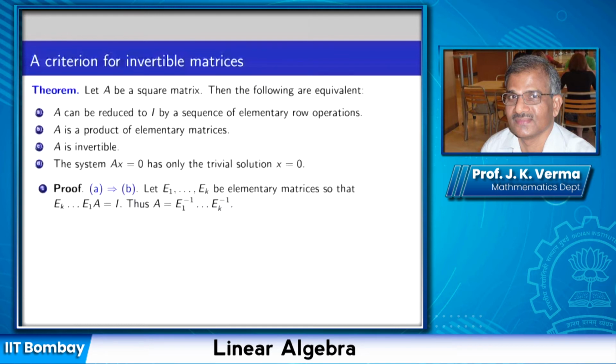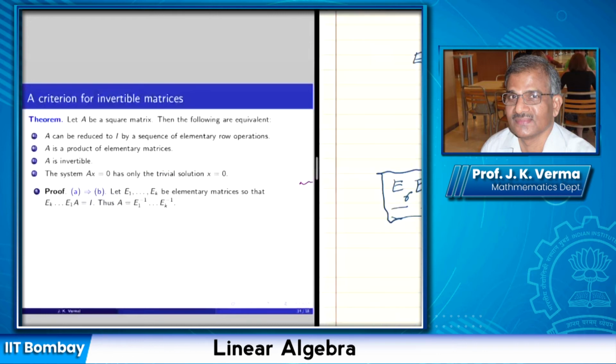Okay. Now this equation says that A is invertible. Why is this so? Because I know the inverses of elementary matrices, so I simply multiply by their inverses. Suppose, let us take a simple case: E3, E2, E1, A equal to identity. And I want to find the inverse of A.